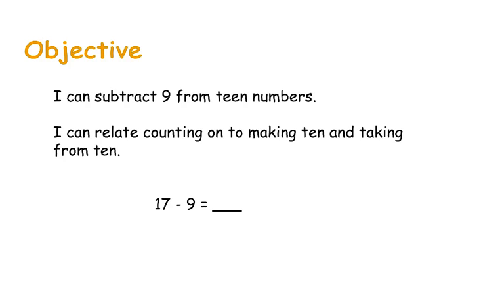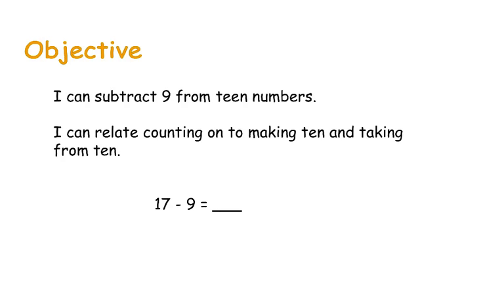So our objectives for today, we have two. Our first one is I can subtract 9 from teen numbers, which is what we've been practicing. And I can relate counting on to making 10 and taking from 10. So counting on, we've done that strategy before.